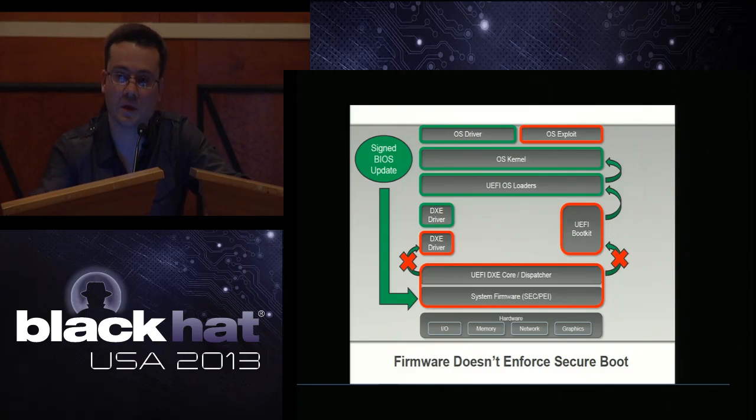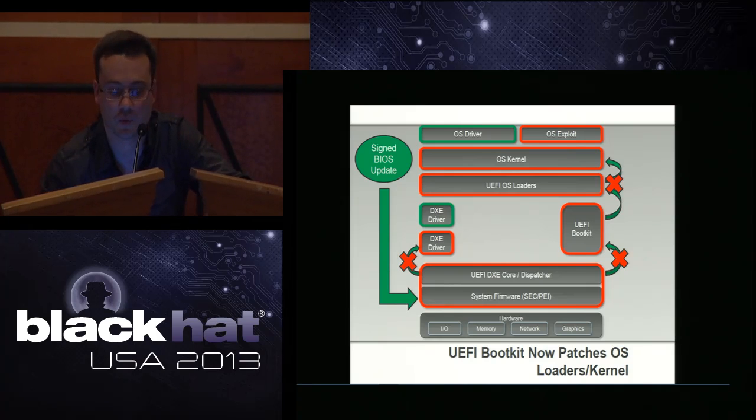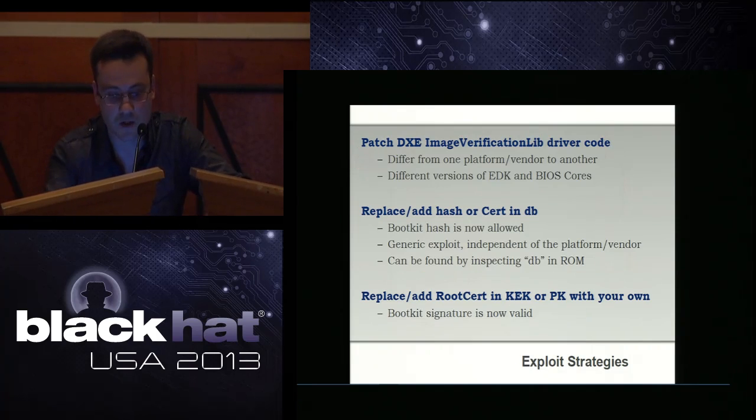And of course, since the firmware, the root of trust, has been corrupted or modified, it will not enforce the bootkit signature checks. So the bootkit will load, and the bootkit, of course, will not enforce any checks on the further components. So now we've got a full boot compromise. So what are the strategies that the exploit could take?